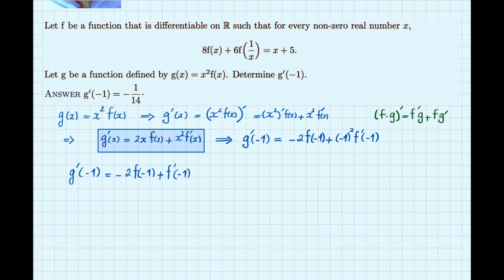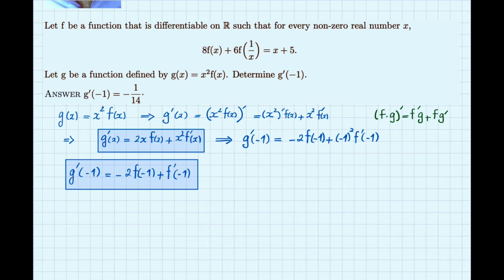So that is what I understand so far. But this is not the solution to the problem, because I am supposed to find an answer, a numerical value for g prime of minus 1. In order to answer the question, I have to know what the value of f of minus 1 is, and what the value of f prime of minus 1 is. If I can calculate these values, then I replace them here and then I am done.